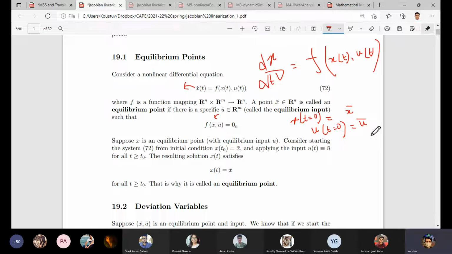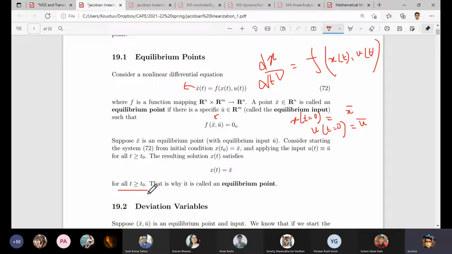So what we expect is that they will remain at that point. That means it will not change, because that's a steady state point, no derivative, so it will not further evolve. So these steady state points are also equilibrium points. That means there is no change.